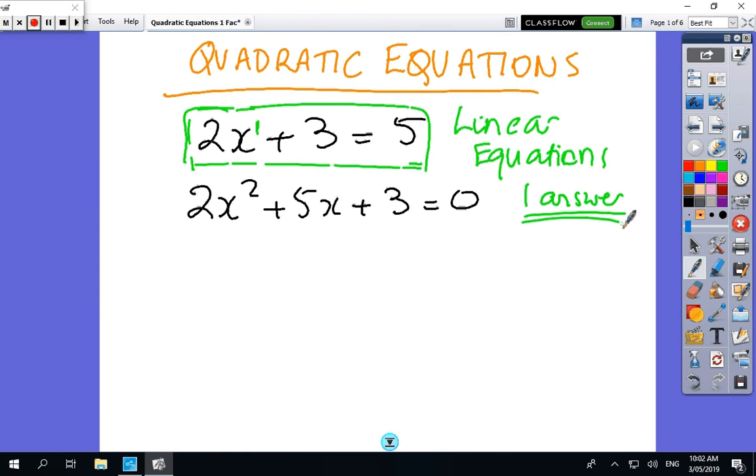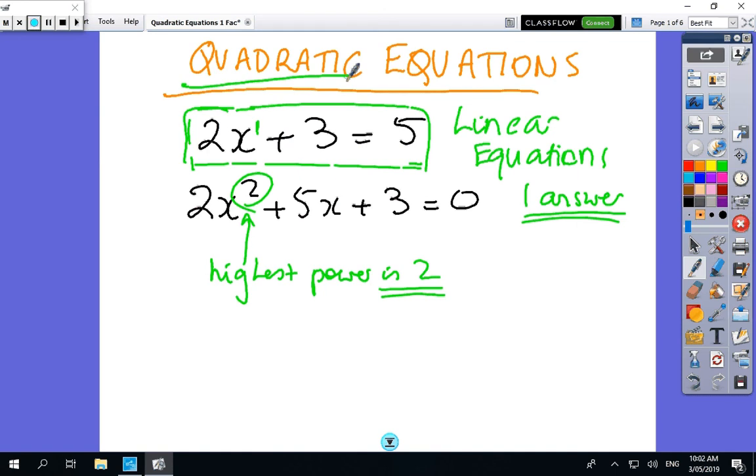Okay, so quadratic equations are different. So what we do is the highest power is 2. And that's all we need to be able to call it a quadratic equation.